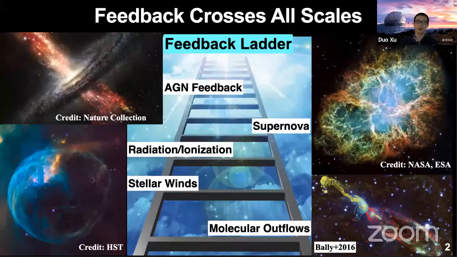First, in both simulations and observations, feedback exists across all physical scales, from sub-parsec scale molecular outflows to parsec scale stellar wind-driven bubbles or radiation-driven bubbles, or tens of parsec scale supernova bubbles, even kiloparsec scale AGN jets or AGN feedback. All these feedback mechanisms are important to regulate the evolution of the universe.